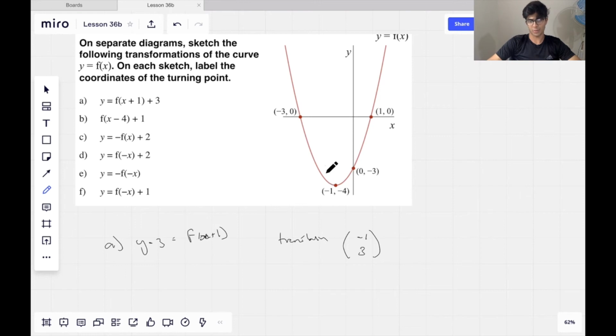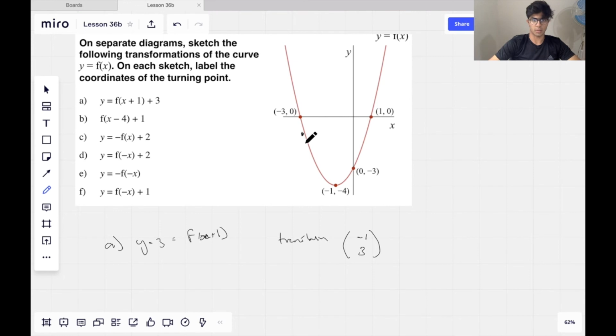So the coordinates of the turning point will be then, well, actually I may as well sketch it, right? So minus 1 this way and then 3 up. The turning point will be somewhere over here. And then it's important to get these correct. You might struggle to find where the new roots are, for example, but the turning point you'll be able to work out through the translation, and that's why I asked you to label it.